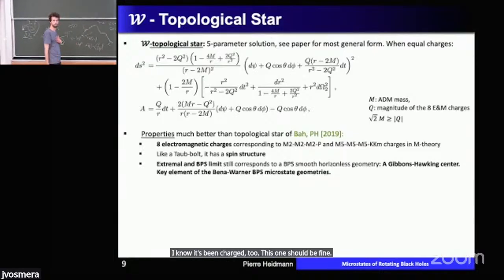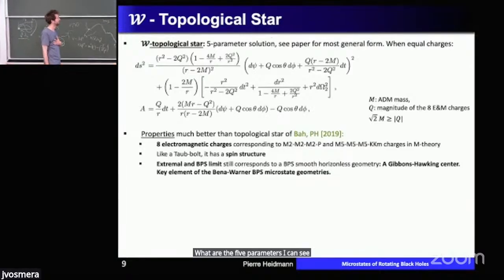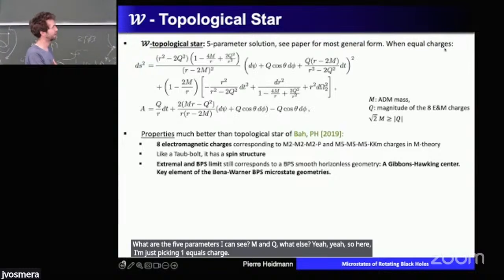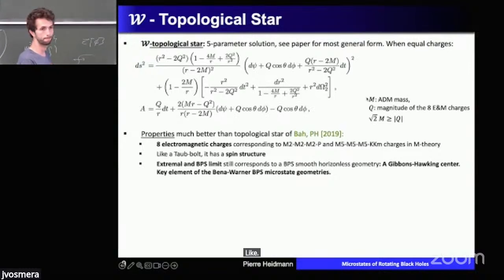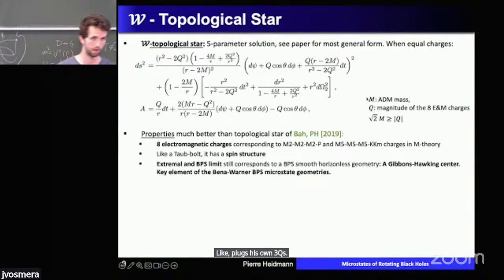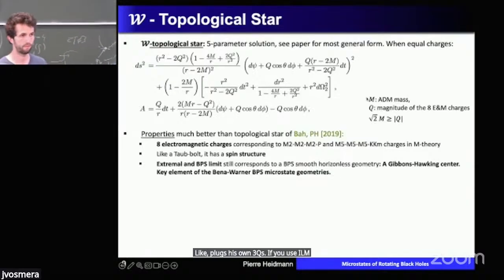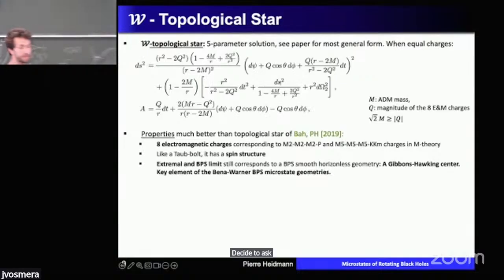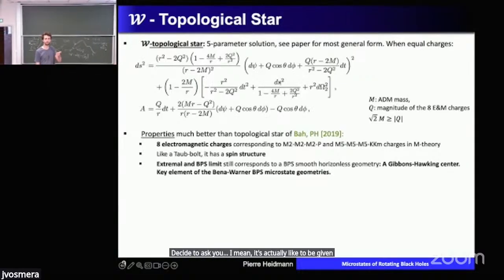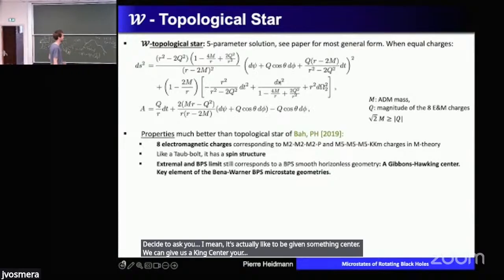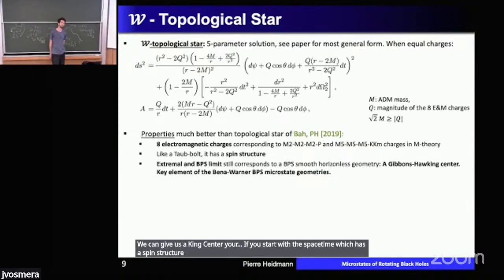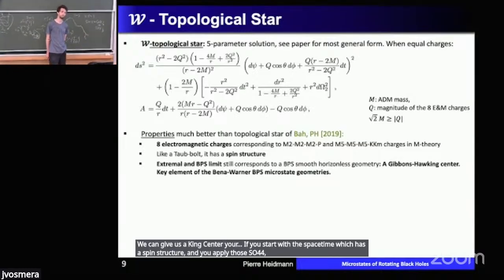So what are the 5 parameters? I can see M and Q. What else? Yeah, here I'm just taking one equal charge. Flux is on the bound. 3 Qs, if you use M, and a D6 charge, don't forget there's a fiber. Yeah, D psi plus Q cos theta. It's actually like a big Gibbons-Hawking center. Like a Gibbons-Hawking center, if you start with a spacetime which has a spin structure and you apply those SO(4,4) transformations, you still preserve a spin structure.